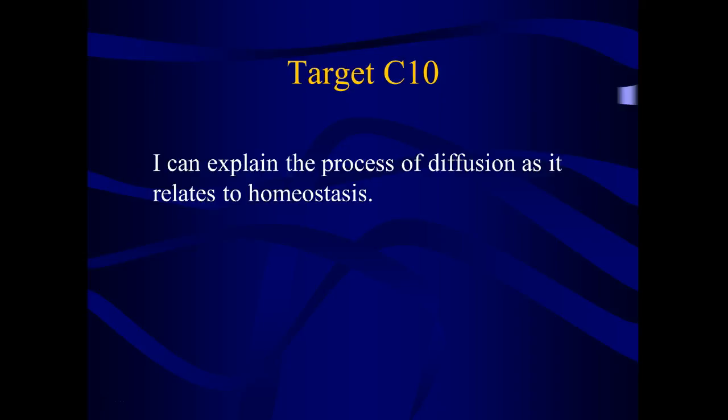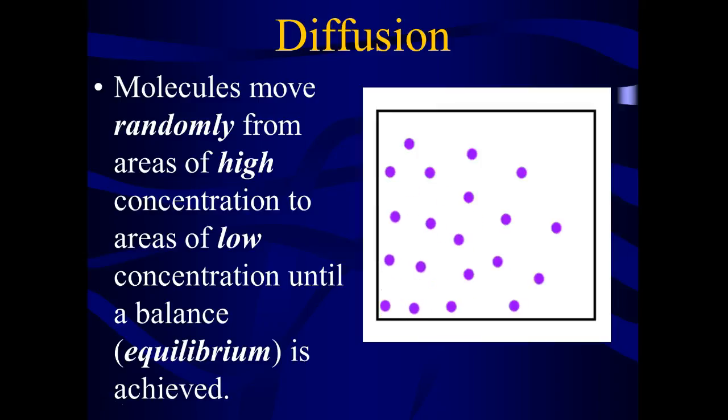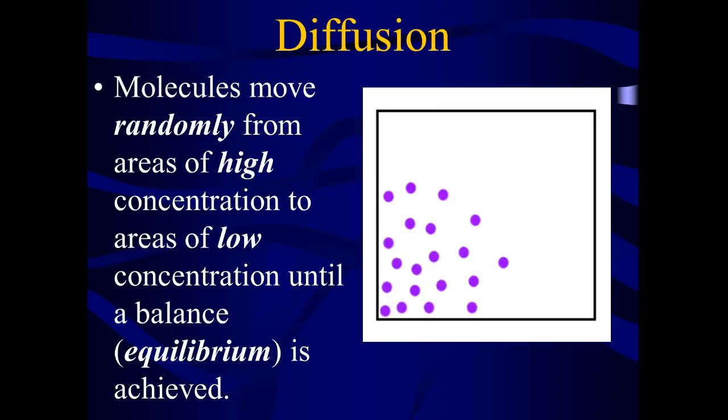Target C10 says that you should be able to explain the process of diffusion as it relates to homeostasis. I'm sure you remember that homeostasis is one of those characteristics of all living things, which we'll touch on in a moment here. So first, diffusion, the definition of it is shown by this animation here.